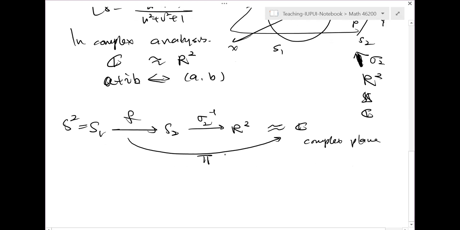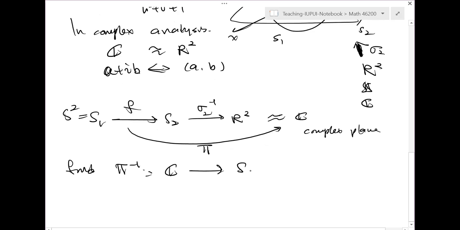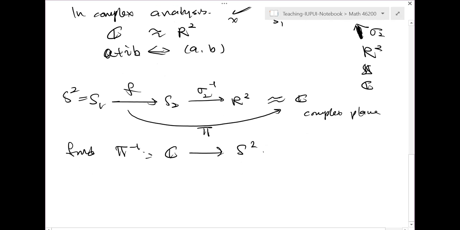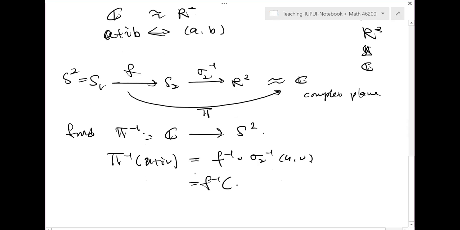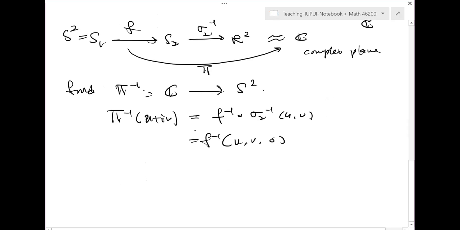I want to find the expression for the inverse here, which is from C to S2. How can I do that? Okay, so the idea is very simple. Let's say U plus IV is the same as F inverse sigma 2 of U and V, right? So it's going to be the same as U, V, and 0. And then we already have the formula for that.